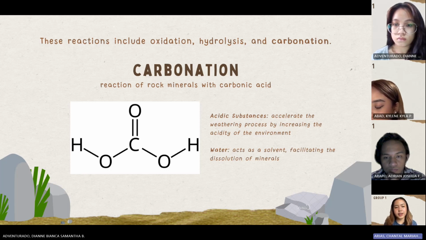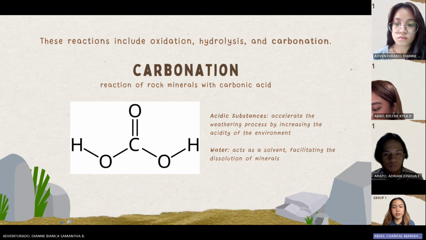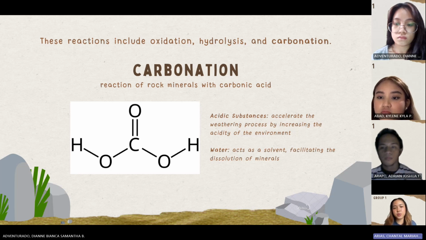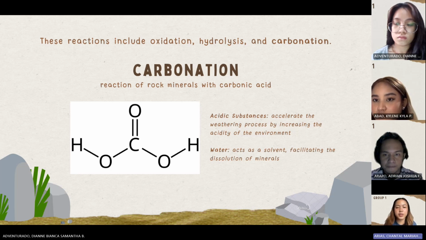So yung role ng acidic substances and water: the acidic substances accelerate the weathering process by increasing the acidity of the environment. For example, carbonic acid is the most important acid in weathering, which is formed through the reaction of carbon dioxide with water and then ionizes to produce a hydrogen ion and a bicarbonate ion. And then water naman, it acts as a solvent facilitating the dissolution of minerals. Next.